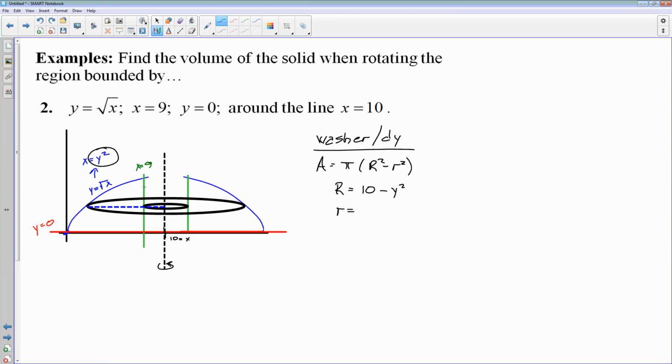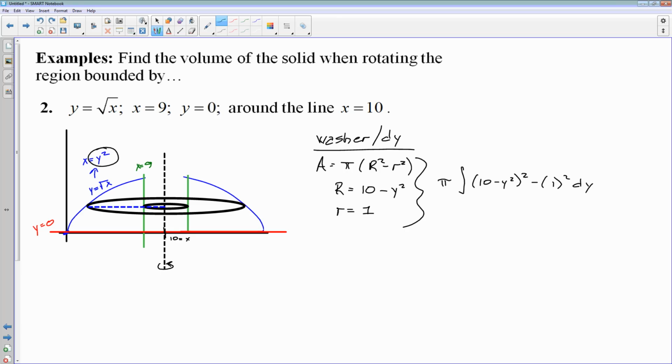My little radius is nice because it always goes from the line x equals 10 to the line x equals 9. So if I did right minus left, that would be 10 minus 9. Or you could simply say that my little radius is always 1. Doesn't matter where I look, the distance between those two lines is always 1. So I'm just going to say my little radius is 1. And then once you have all of that information, we will plug it into an antiderivative. So this becomes pi times the antiderivative of big R, which is 10 minus y squared, all squared, minus my little r, which is 1 squared.